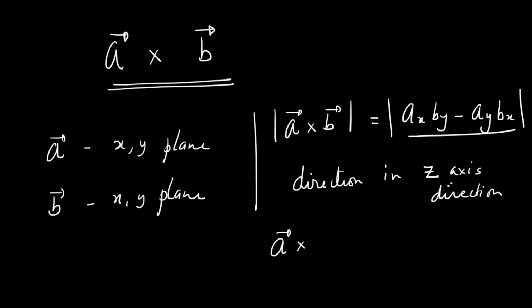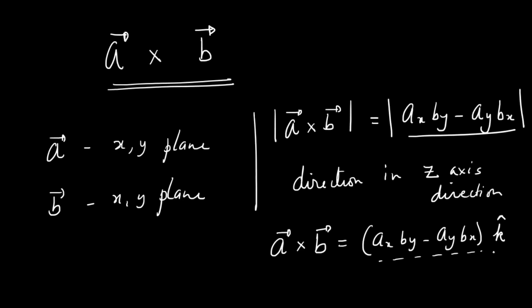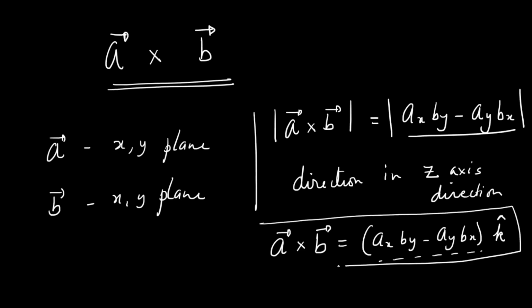in the negative z-axis. Okay, so finally we just write it as A cross B is equal to (axby minus aybx) times k. So once again I repeat, if this quantity is positive, then it's in positive z-axis direction. If this quantity is negative, then it's the opposite direction. And we're done. If it is B cross A, then we just put a negative sign to this. So the computations are fairly easy.